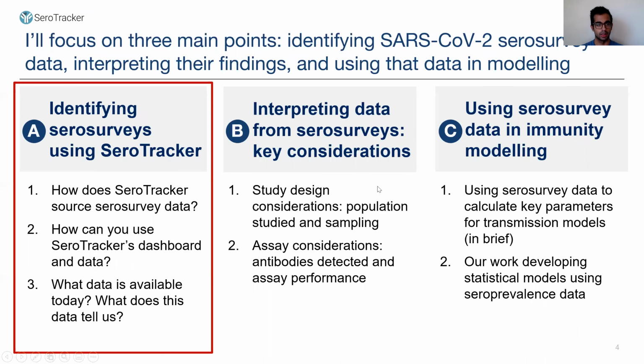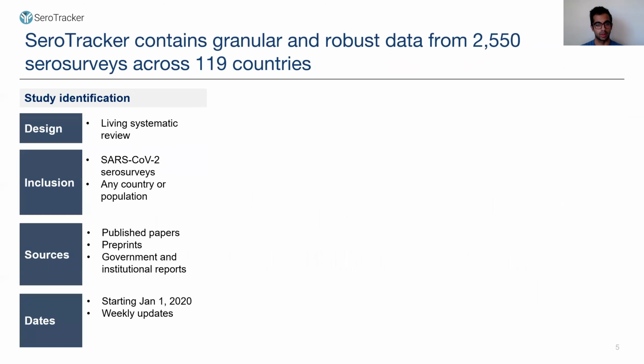So first, we'll focus on identifying serosurveys using SeroTracker, which is a dashboard and data platform for these seroprevalence studies, on how we identify data, how you can use that data, and what that data tells us. Early on in the pandemic, we realized that serosurveys were being done as one-off research studies as opposed to continuous surveillance programs, and so there was a need for a data aggregator to bring data from all of these studies together.